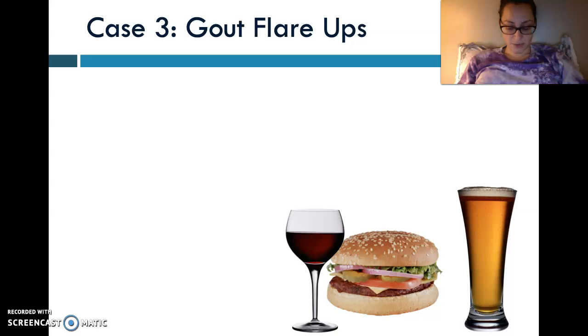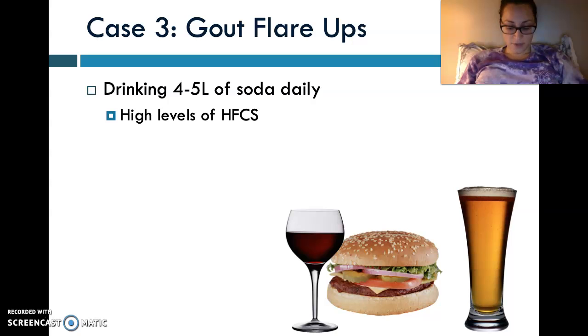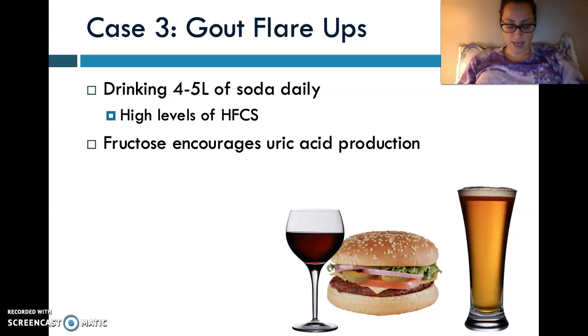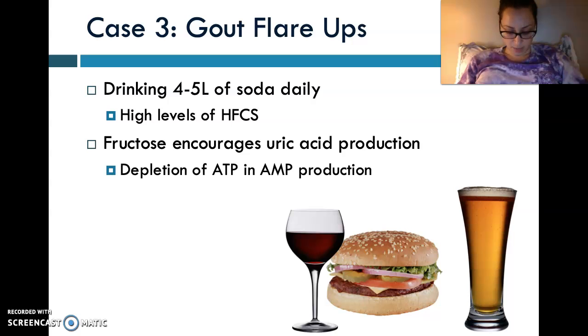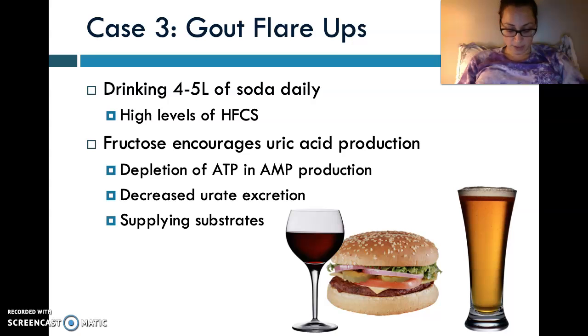Upon further discussion with this patient, he says he's been drinking 4 to 5 liters of soda a day. Increased fructose in the diet can cause gout flares. Fructose encourages uric acid production through a depletion of ATP, as seen in AMP production, and decreased urate excretion, and from supplying amino substrates such as glycine.